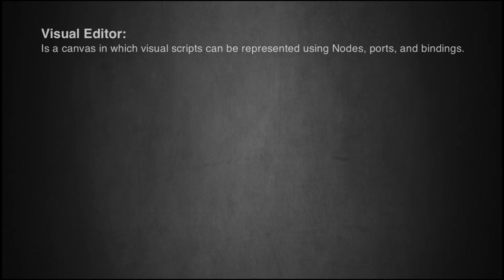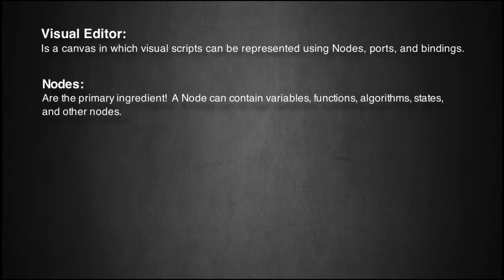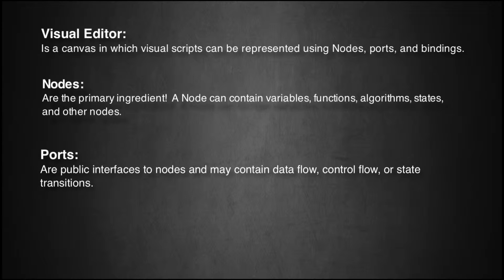Now let's review. A visual editor is a canvas in which visual scripts can be represented using nodes, ports, and bindings. A node is the primary ingredient. A node can contain variables, functions, algorithms, states, and other nodes. Ports are public interfaces to nodes and may contain data flow, control flow, or state transitions. Bindings define the relationships between ports.